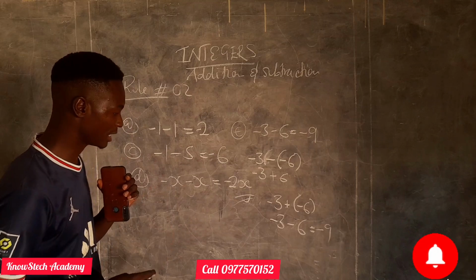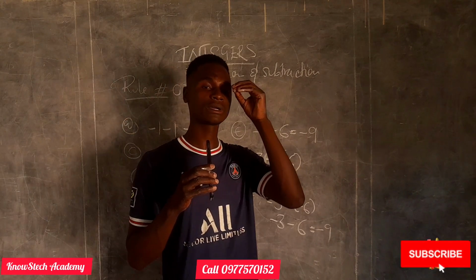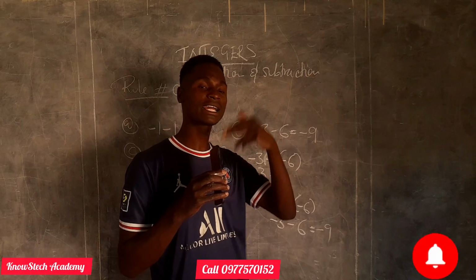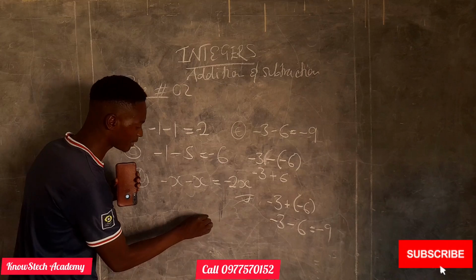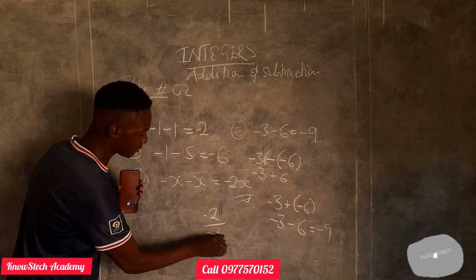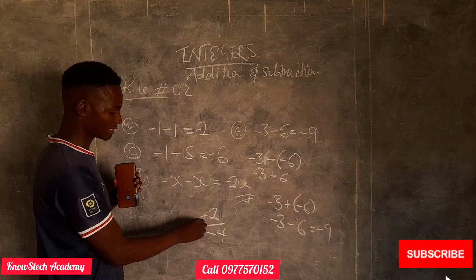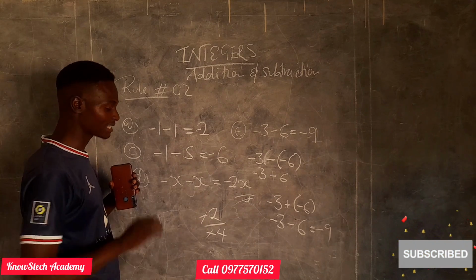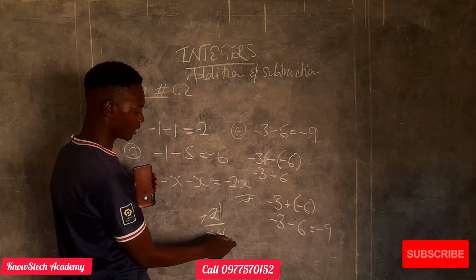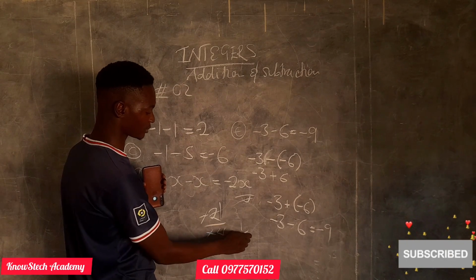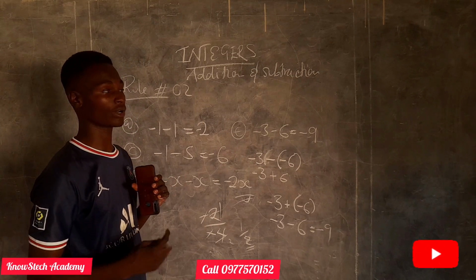Same as division. When you are dividing two numbers with two negative numbers, the negative will cancel. The answer should be positive. For instance, you have -2 divided by -4, like this. You know that negative will cancel. The answer should be positive. 2 here, 1, 2 into 4, 2, and the answer will be positive 1 over 2. Okay, positive 1 over 2.